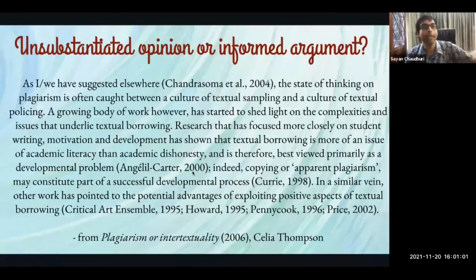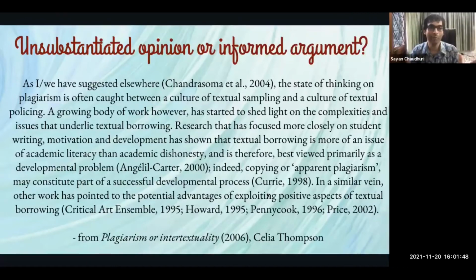Now you're expecting the author will explain this further in the next paragraph. Indeed, copying or apparent plagiarism may constitute part of a successful developmental process. I think what some of you were also saying is that sometimes copying actually helps you engage with new ideas. In a similar vein, other work has pointed to the potential advantages of exploiting positive aspects of textual borrowing. Now, again, here it's not mentioned what these positive aspects are, but the author has put a lot of citations to show that, look, a lot of work has happened on this. However, as a critical reader, you would still want to look these up and think, okay, what are these positive aspects? So if you were writing this paragraph, you would need to cite in order to substantiate, but that doesn't complete your job, right?